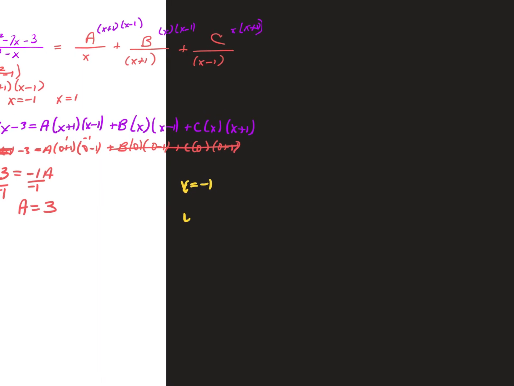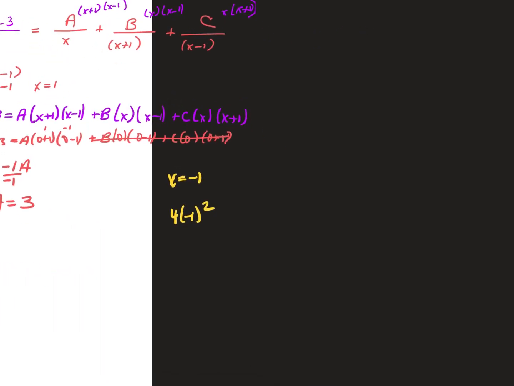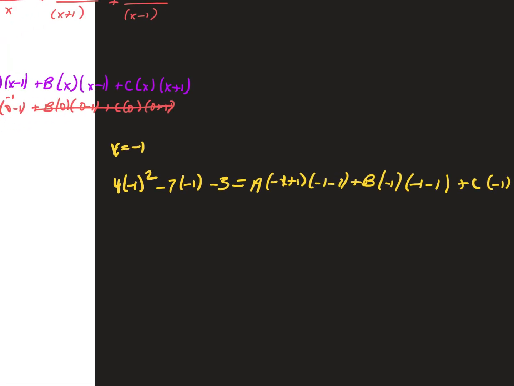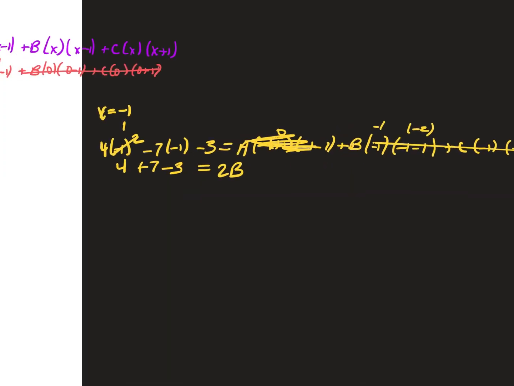Now I'm going to evaluate again, using x equals negative 1. So we have 4 times negative 1 squared minus 7 times negative 1 minus 3 equals A times negative 1 plus 1 times negative 1 minus 1, plus B times negative 1 times negative 1 minus 1, plus C times negative 1 times negative 1 plus 1. So negative 1 squared is 1 times 4 is 4 plus 7 minus 3 equals, this gives me 0, so this cancels out. I have negative 1 here times negative 2 gives me 2B, and then this cancels out to C. So 4 plus 7 is 11 minus 3 is 8 equals 2B, so divide both sides by 2, and B equals 4.